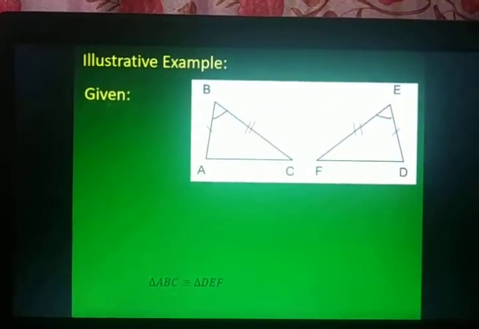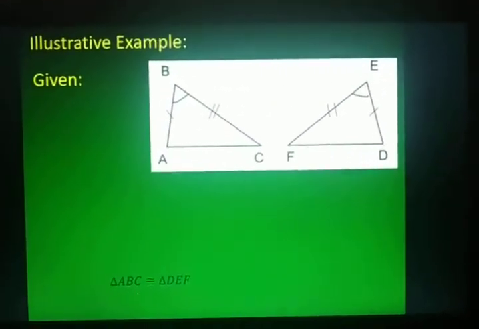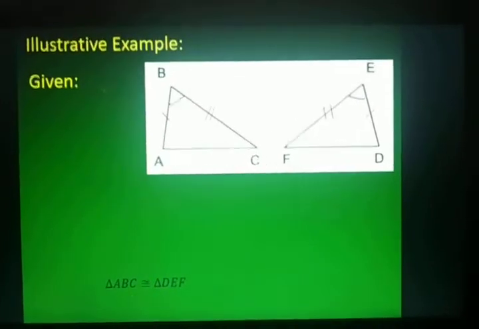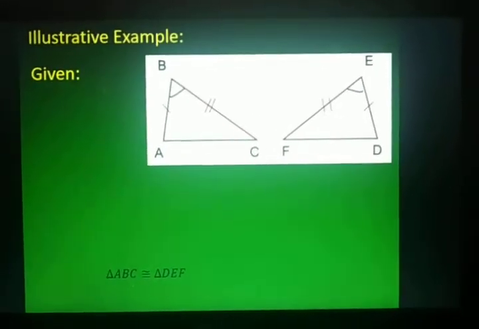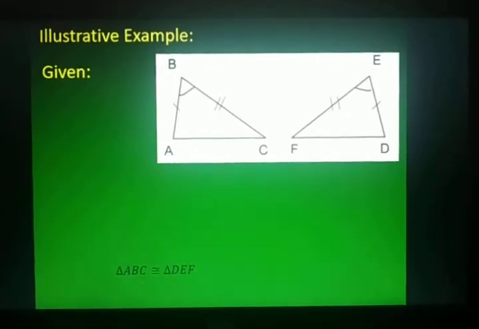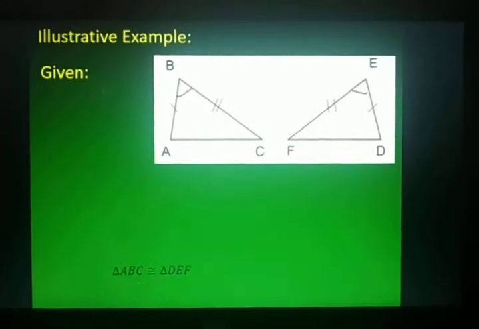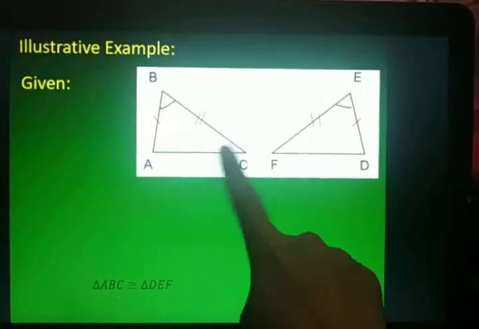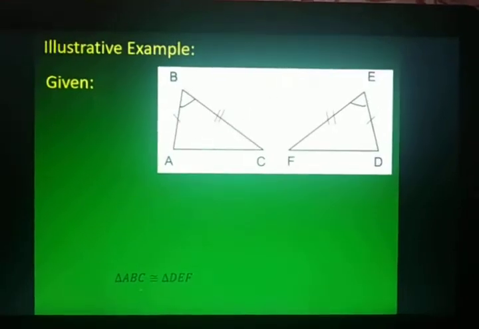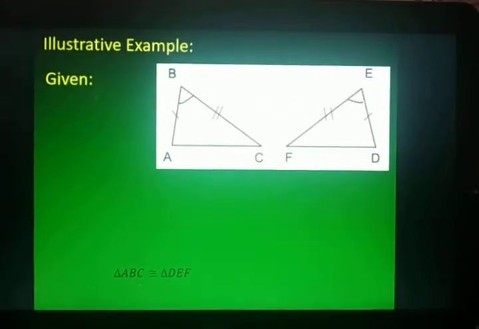Okay, so we have this illustration. Given are two triangles. Triangle ABC is congruent to triangle DEF. Okay, you can see the two triangles, no? And so the given is already provided.